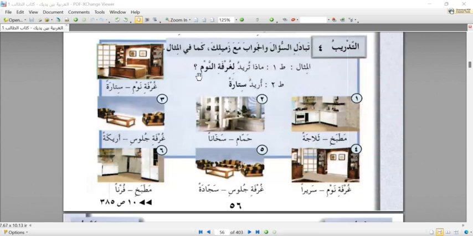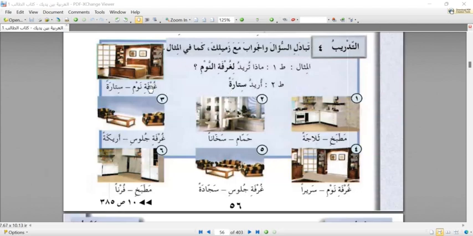ماذا تريد لغرفة النوم؟ What do you want for the bedroom? We already know غرفة النوم, which means bedroom. So what do you want for the bedroom? And the li here is giving the meaning for bedroom. ماذا تريد لغرفة النوم؟ What do you want for the bedroom? أريد ستارة, which means I want a curtain.